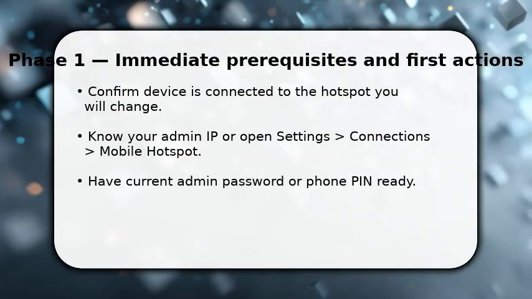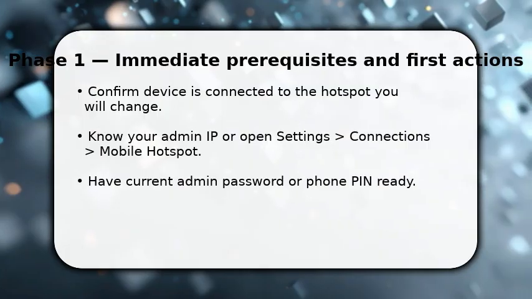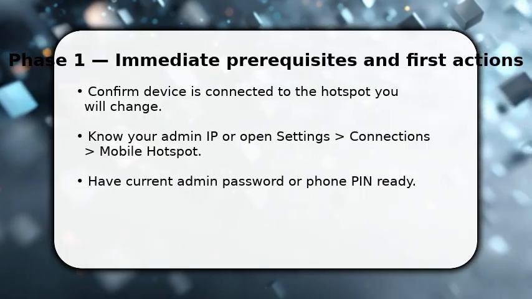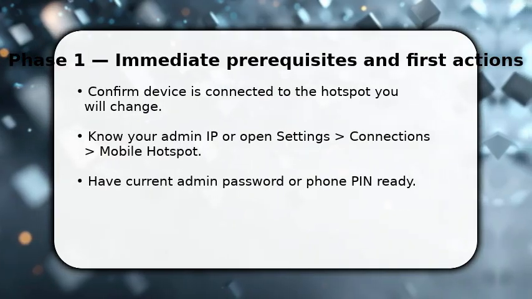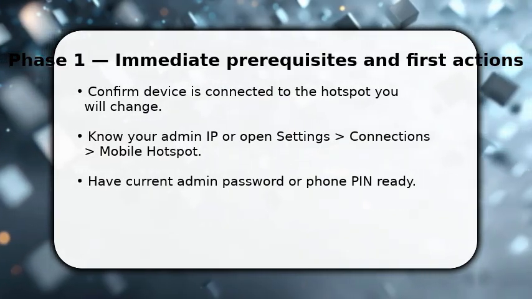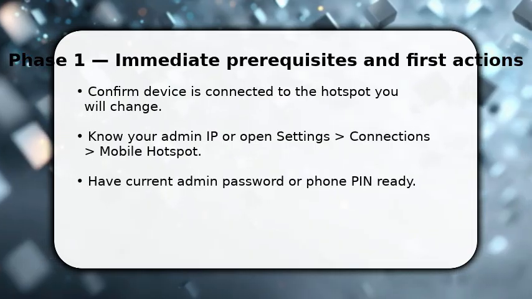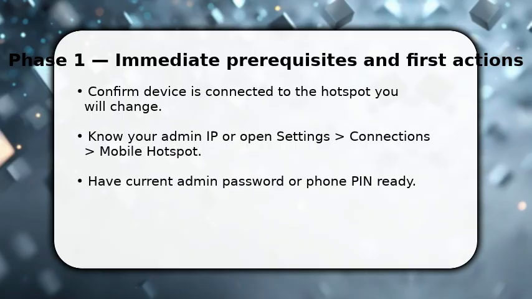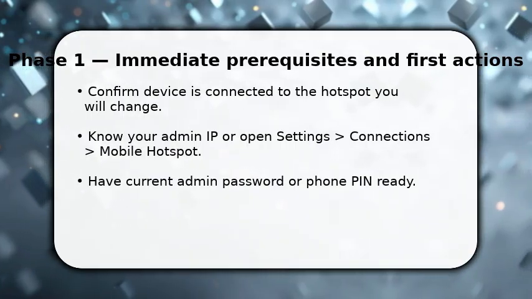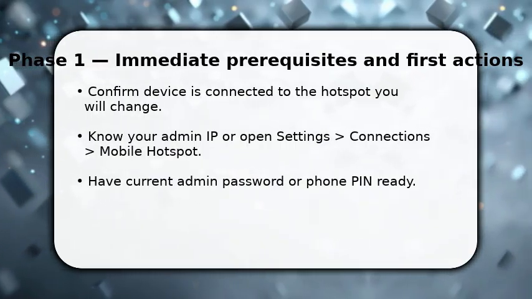You start by getting into the hotspot controls right now. On a phone, open Settings, then Connections or Network and Internet, and tap Hotspot and Tethering. On a router, enter the admin IP, typically 192.168.0.1 or 192.168.1.1, into a browser and log in with the admin credentials.